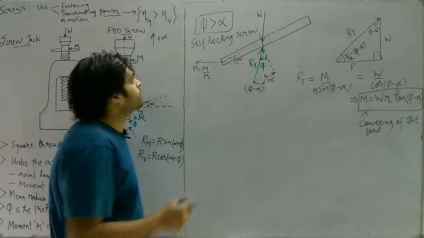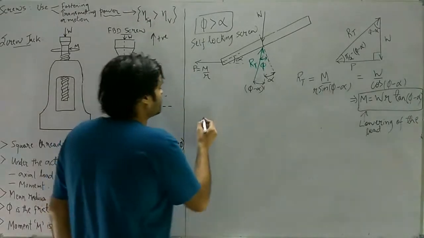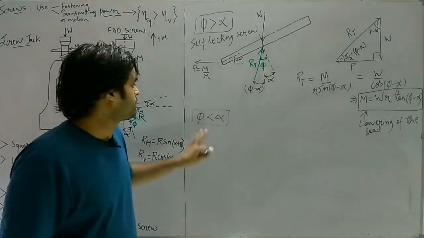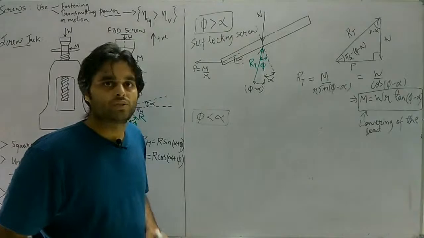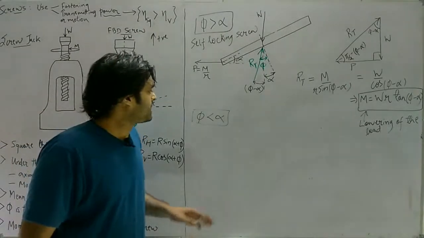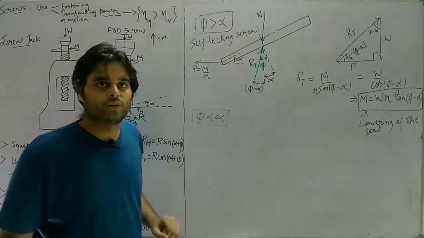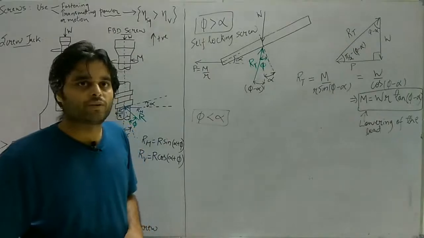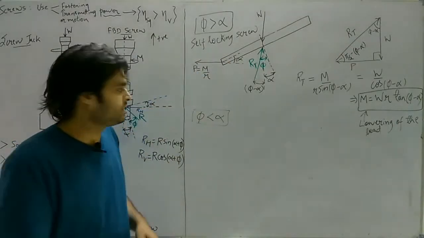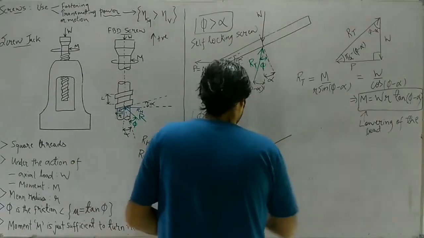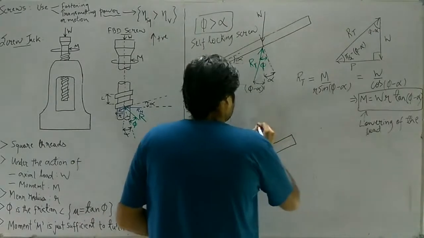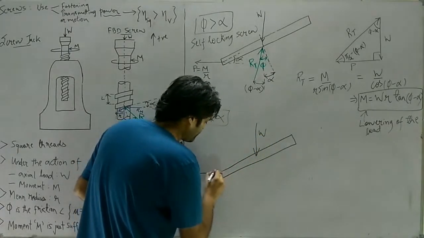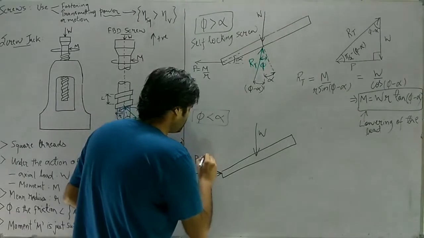Okay, now what if this screw is not self-locking? Phi is less than alpha. What if this is the case? So if this is the case, then the screw is not self-locking. Okay, this implies that the thread will slide down on its own. Okay, so if we have to stop it from sliding down, then we have to apply a force in this direction. Okay, let's see. So weight W is acting like this. Now to stop it from sliding, we have to apply a force P.